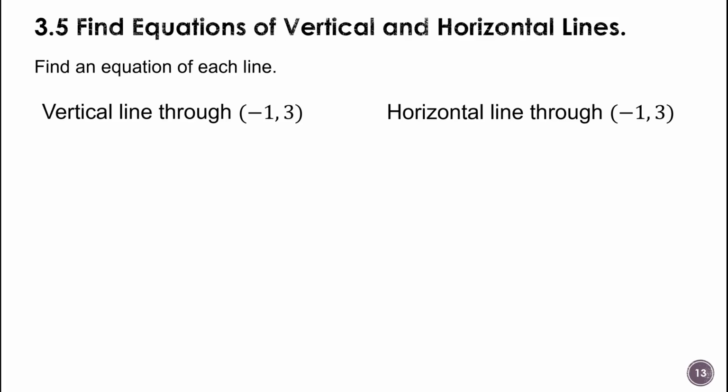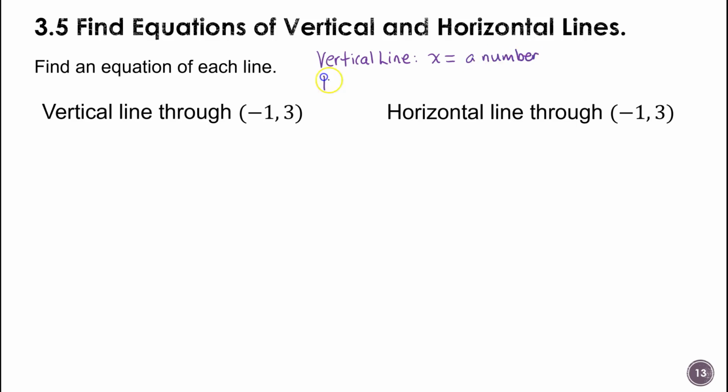Hello again. This is the last video lesson for section 3.5, and in this video we're going to be writing some equations of vertical and horizontal lines. So I want to remind you that a vertical line is the equation x equals a number. It doesn't have a y and it only has a constant term.